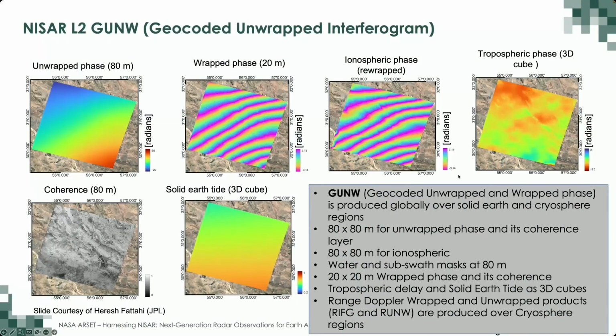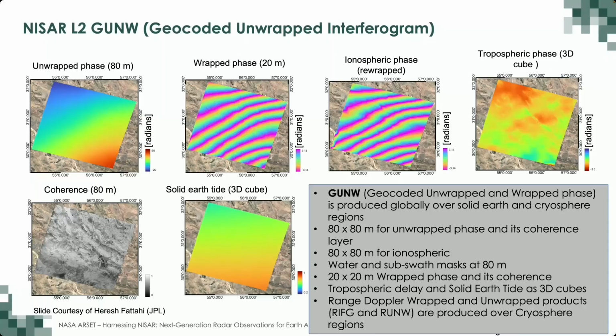So as written down here, the unwrapped phase and coherence and the ionospheric phase are stored at 80 by 80 meter pixels. There's a water and subswath mask also at 80 meters. There's the 20 by 20 meter pixels of the wrapped phase, and then there's also a wrapped phase coherence layer that also has that 20 meter pixel size, much higher resolution than the wrapped into unwrapped coherence.